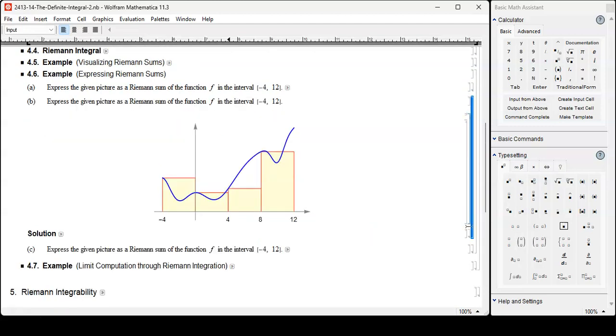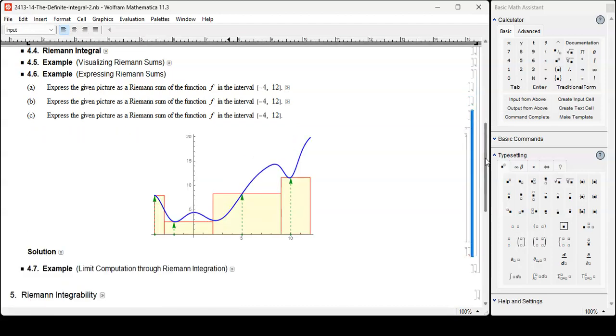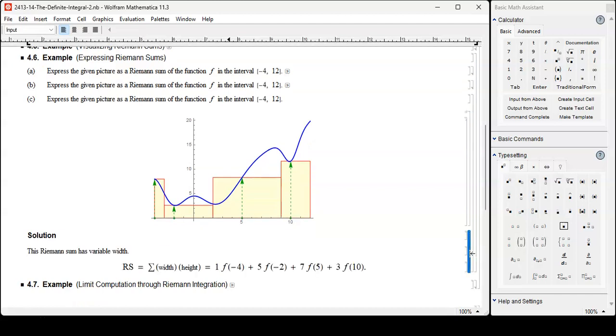Another example here, again 4 rectangles with even width. Width is 4, identical, and heights are given by the left-hand side, -4, 0, 4, and 8 respectively. Here's a little bit more general example. We have uneven width, and widths are 1, 5, 7, and 3 units respectively, and heights are given as function values as -4, -2, +5, and +10 respectively, so that we get this kind of Riemann sum.